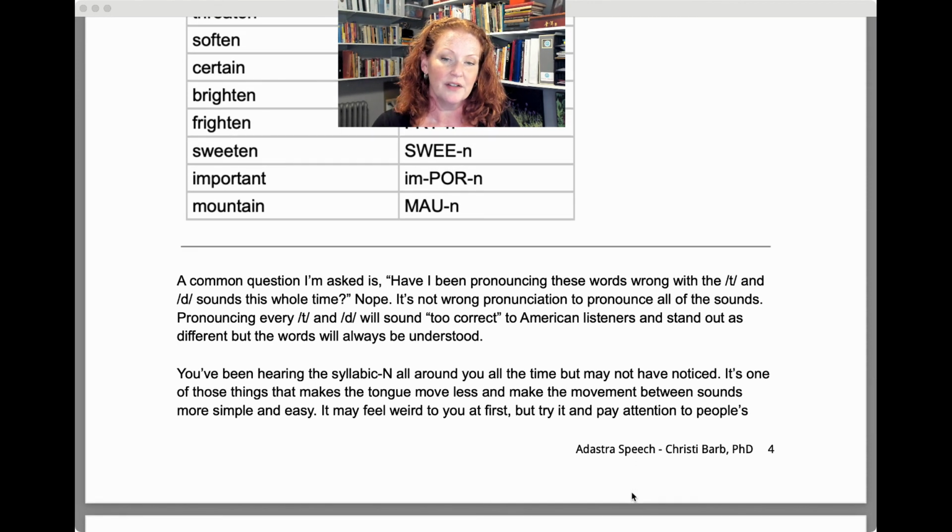You've been hearing the syllabic N all around you all the time, and you maybe haven't noticed it because if you're not aware of what to focus on, you're focusing on the meaning and not the individual details of how it was produced. So now when you try it, you are focusing on the details of how to produce it, but just try it and then wait for people's reaction, and then notice that there is no reaction because that's just normal. That's what people are used to hearing, and they will hear your meaning and just continue the conversation.